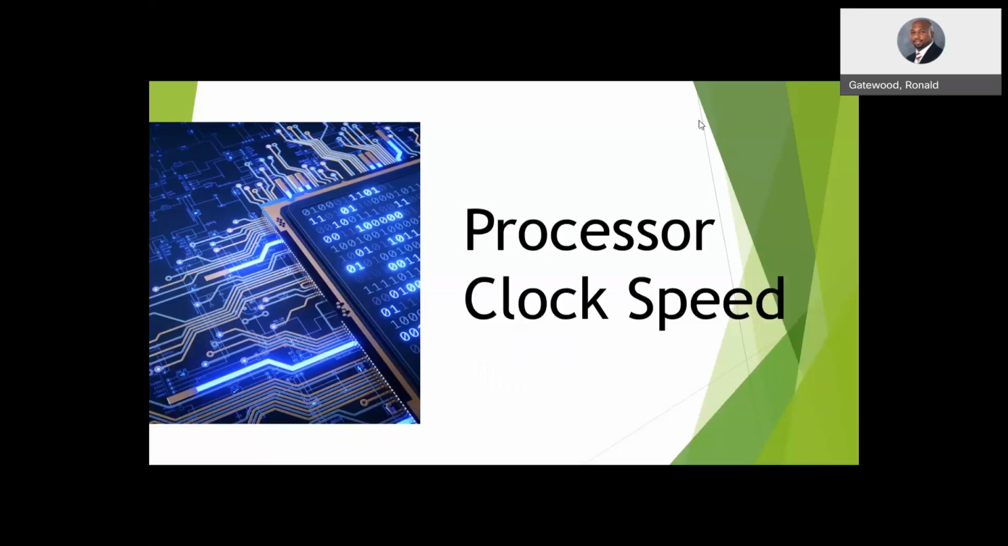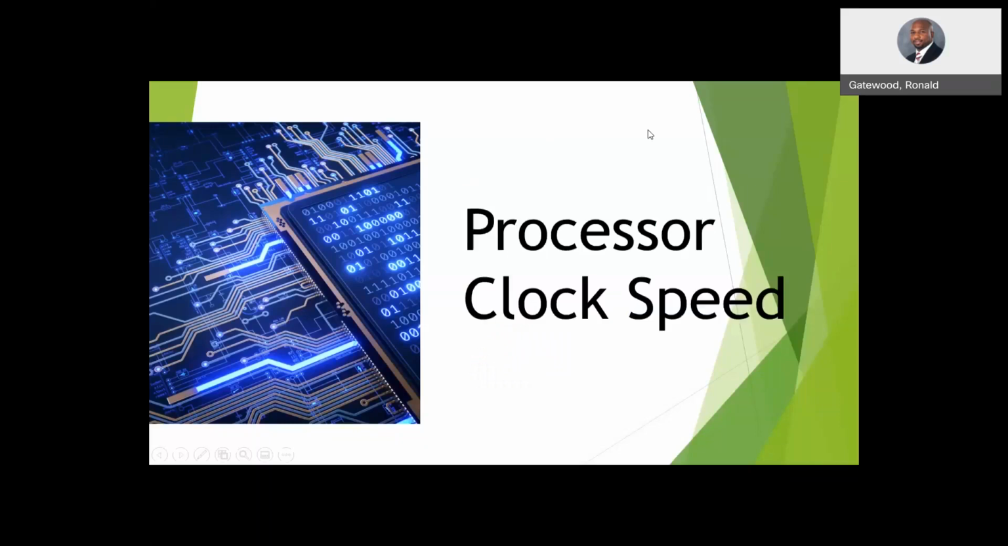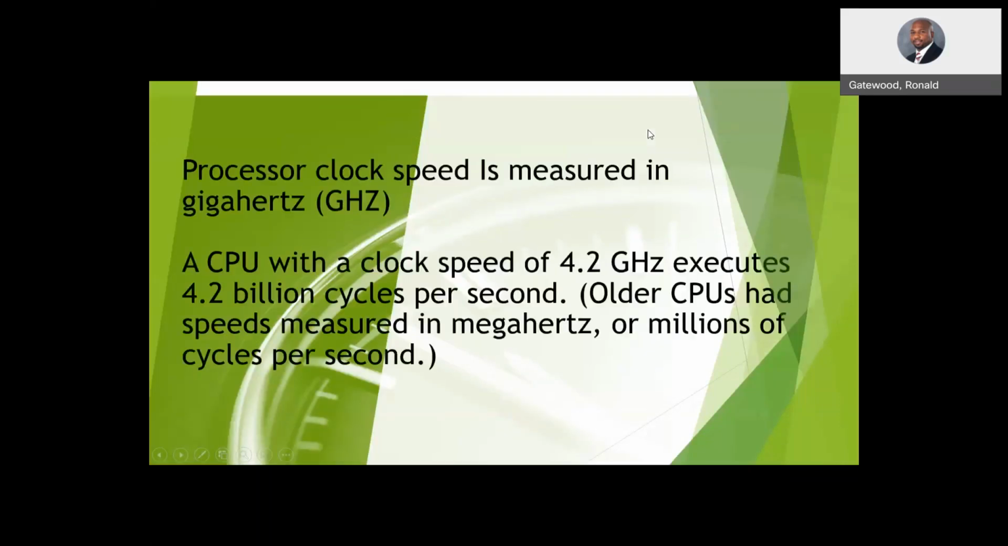Processor clock speeds. Processor clock speeds in modern day computers are measured in gigahertz. Now, older computers, you would see where they stated that the clock speed was in megahertz. So you would see the clock speed in MHz for megahertz for older computers.